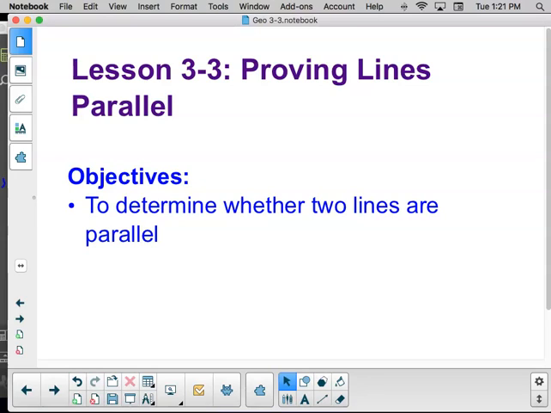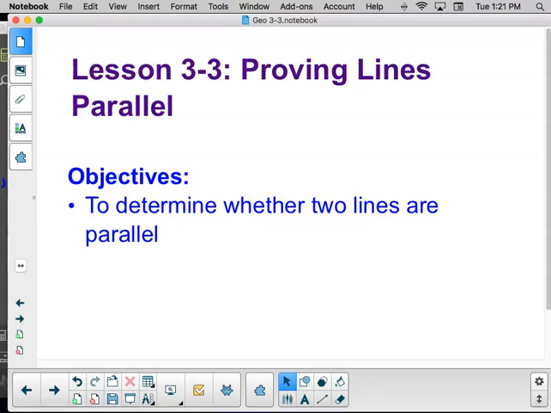Okay? On Friday, or our first day, I should say, in section 3-1, we learned about the fact that if two lines are crossed by a transversal, we have angle pair relationships. Alternate interior, alternate exterior, corresponding, same side. Those four things go on.